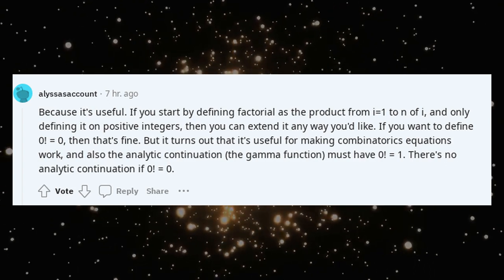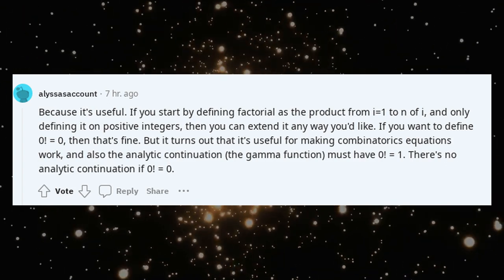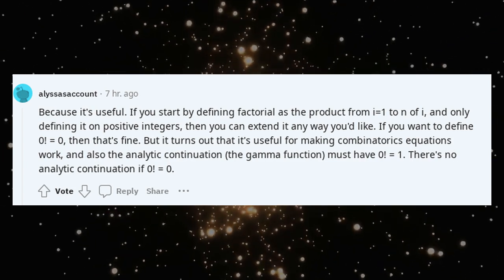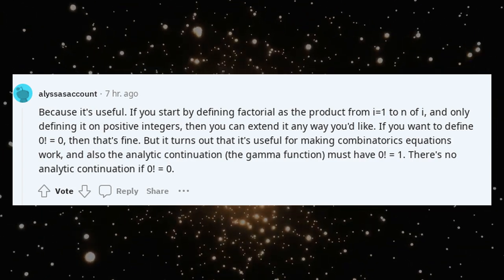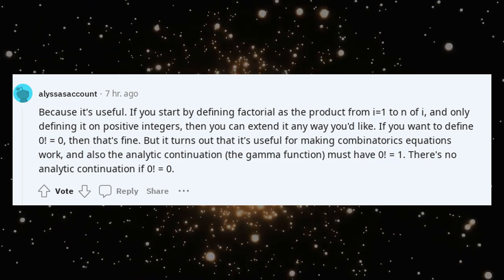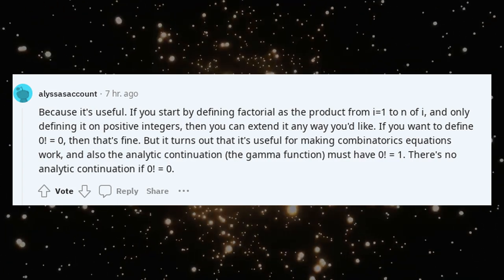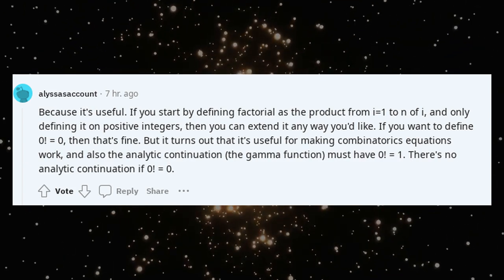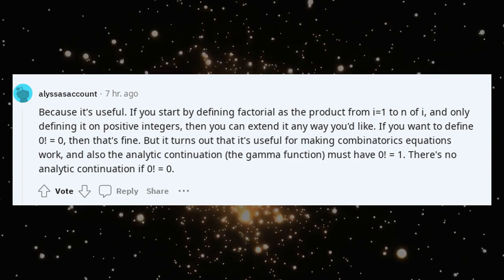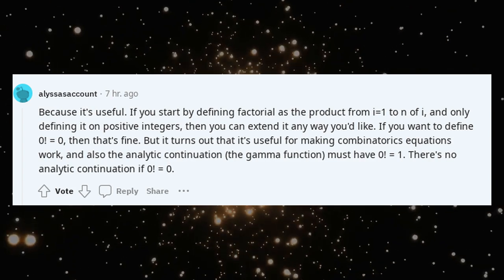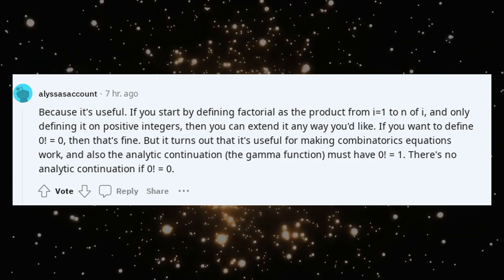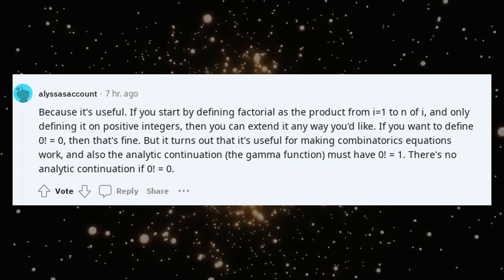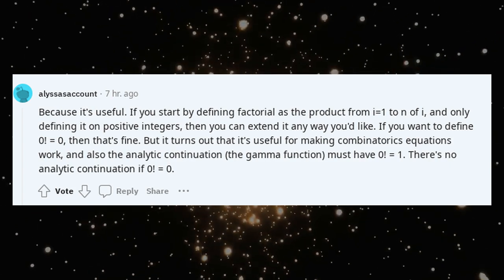Because it's useful. If you start by defining factorial as the product from i=1 to n of i, and only defining it on positive integers, then you can extend it any way you'd like. If you want to define 0! as 0, then that's fine. But it turns out that 0! = 1 is useful for making combinatorics equations work. And also the analytic continuation, the gamma function, must have 0! = 1. There's no analytic continuation if 0! = 0.